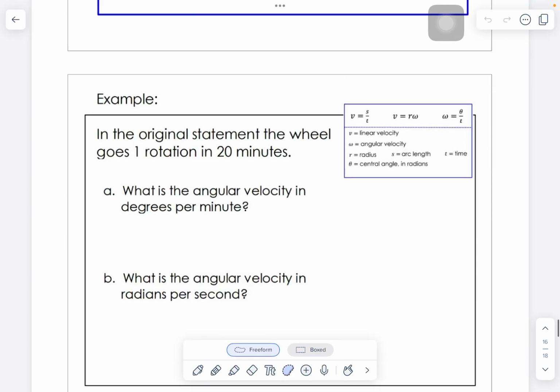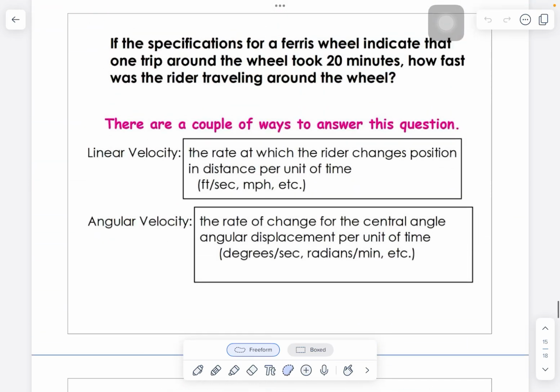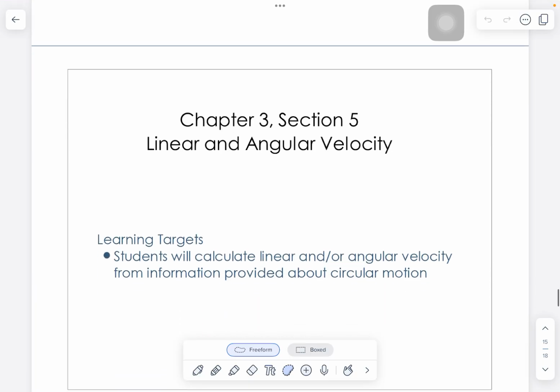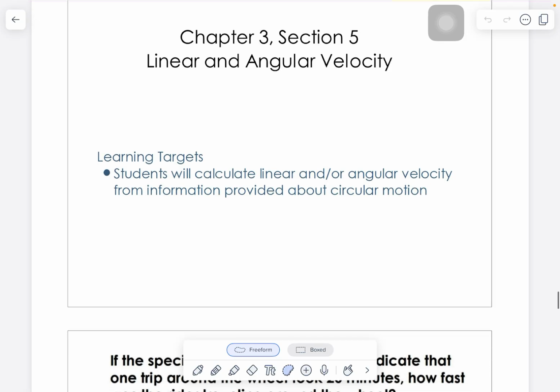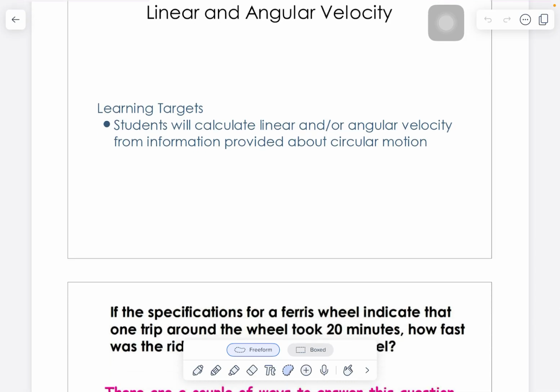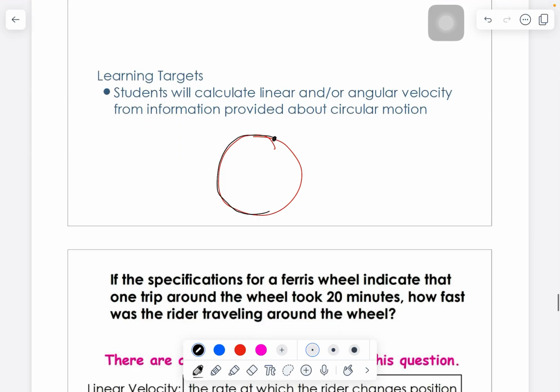Okay, here we are, last section of the unit we're talking about. It's called linear and angular velocity. We're going to calculate linear and angular velocity provided information from a circular motion. So we're talking about circles and what happens on that circle. You have one linear motion, so like if you have a point, how is it traveling along the circle? That would be your linear motion.